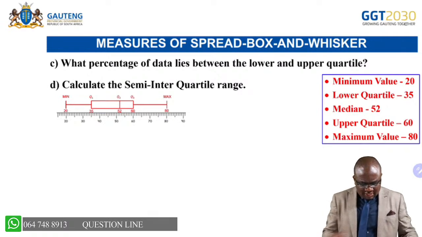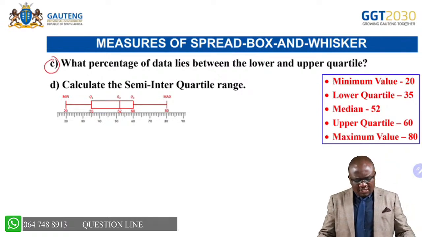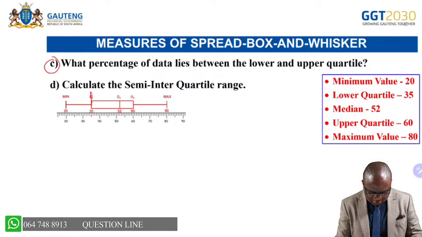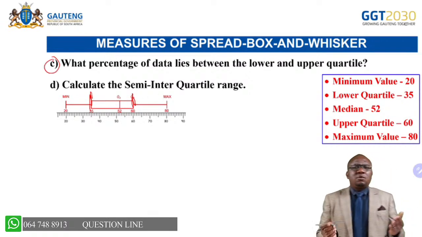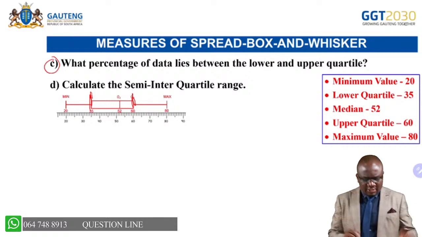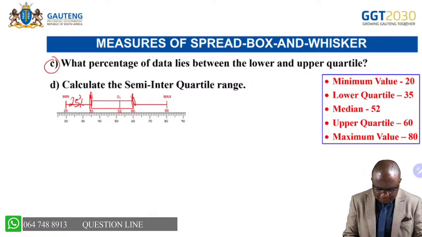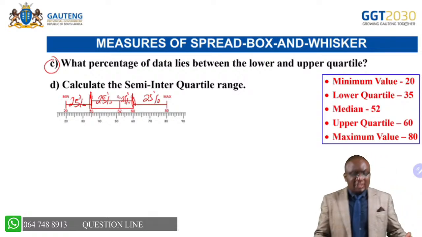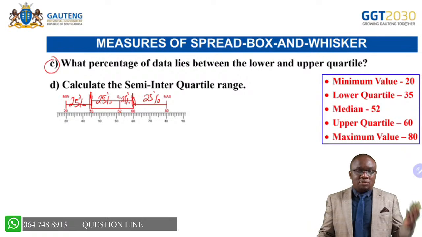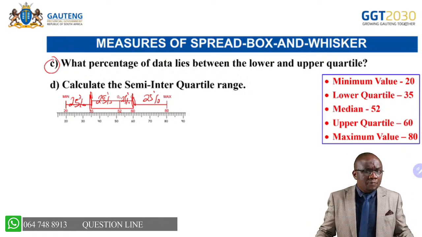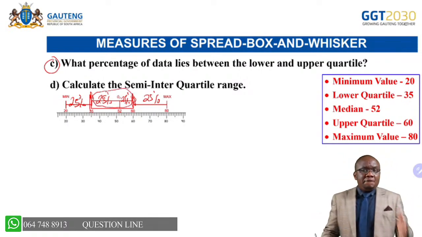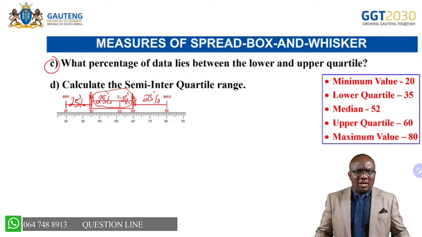Answering question D, what percentage of data lies between the lower quartile and the upper quartile? We say the quartiles divide the data set into 4 equal parts. So it means we have 25% there, 25% there, 25% there, and 25% there. You see that? Between quartile 1 and quartile 3, how many percent is that? It will be 25% plus 25%, which is 50%. So 50% of the data lies between Q1 and Q3.